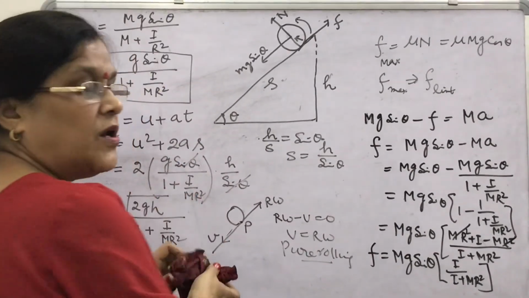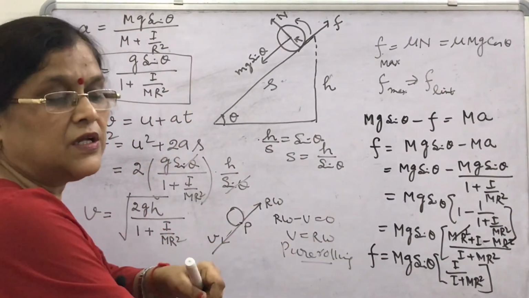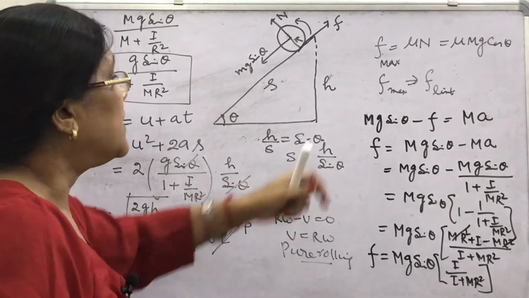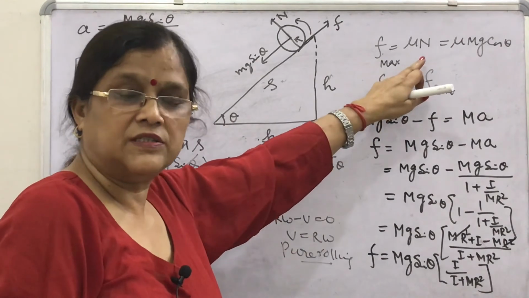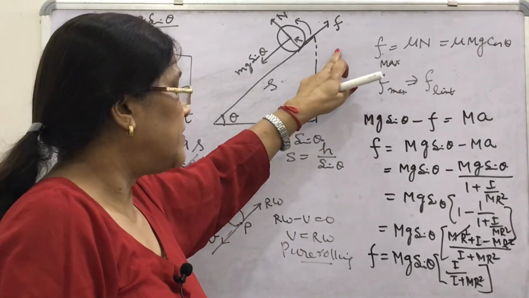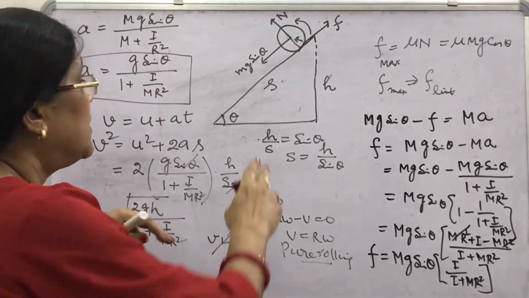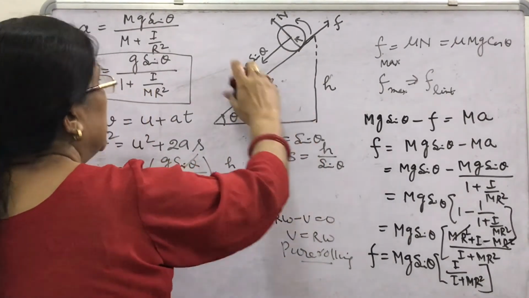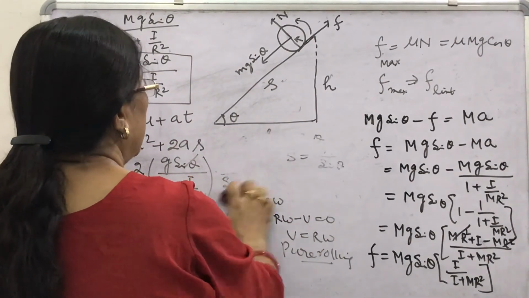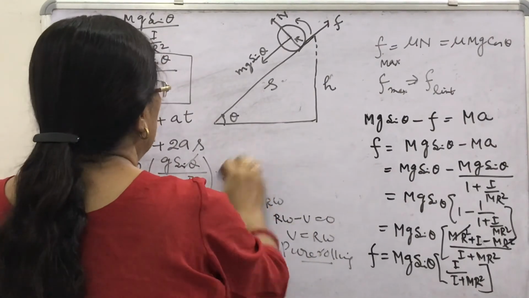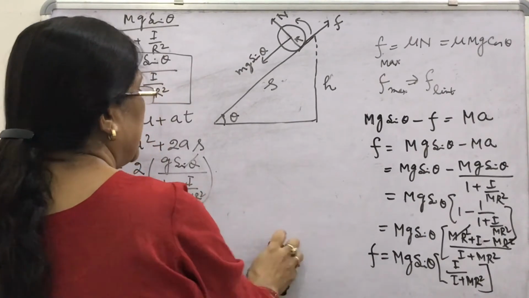Now we have calculated a, v and F for the friction, and never assume that the friction acting here is the maximum value of friction, that is limiting friction. It is a static friction whose value is this. Then what will be the coefficient of friction at the surface? How will you find it? Look, sometimes it is asked to find the coefficient of friction of the plane.